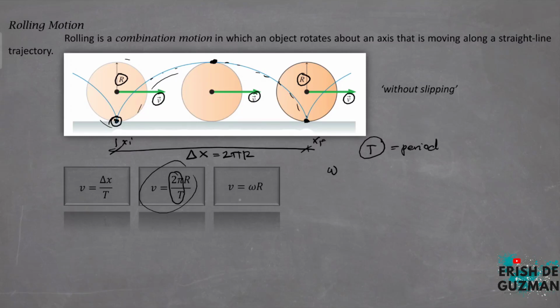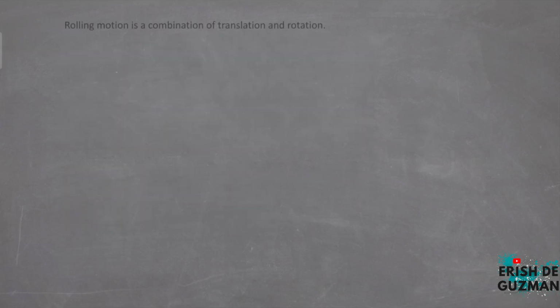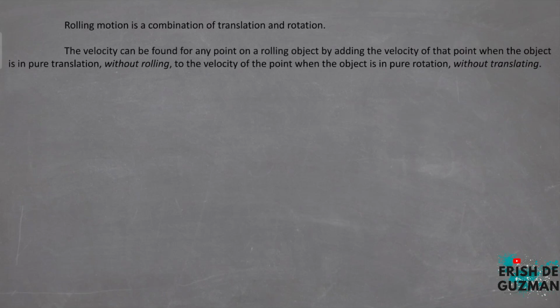So itong equation na to is a rolling constraint. And again, we have already discussed this sa lecture video natin na angular quantities. This is the basic link between the translational and rotational motion for objects that roll without slipping sa velocity. This is one of the equations or the relationships between the rotational and translational. Again, rolling motion is a combination of translation and rotation. The velocity can be found for any point on a rolling object by adding the velocity of that point when the object is in pure translation without rolling to the velocity of the point when the object is in pure rotation without translating.